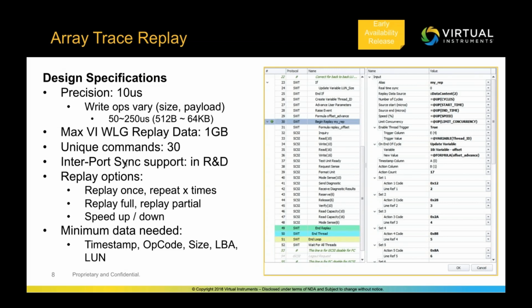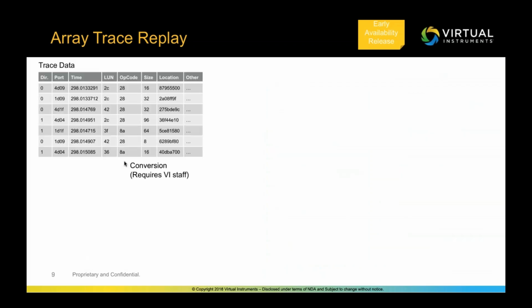So this is useful if you have trace data coming from an MPIO environment or coming across from multiple ports. During replays, it's important that these different commands from different paths are getting replayed with the same relative timestamp, relative order. So we'll make sure we do that as well through the inter-port synchronization feature. The replay options we talked about earlier as well, and the minimum data set we needed also talks about that.